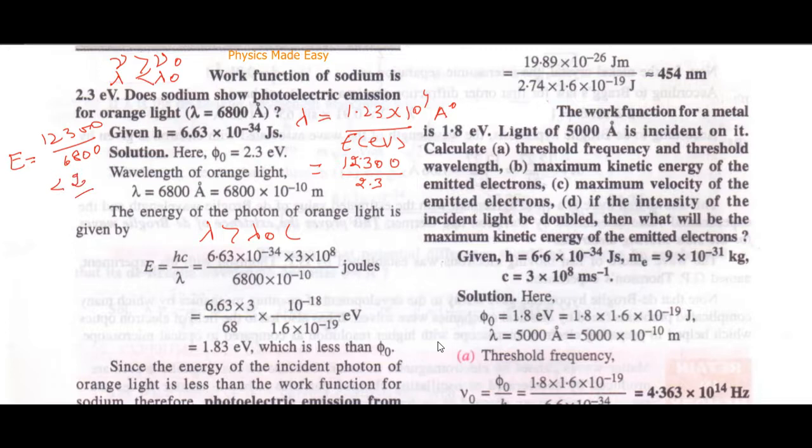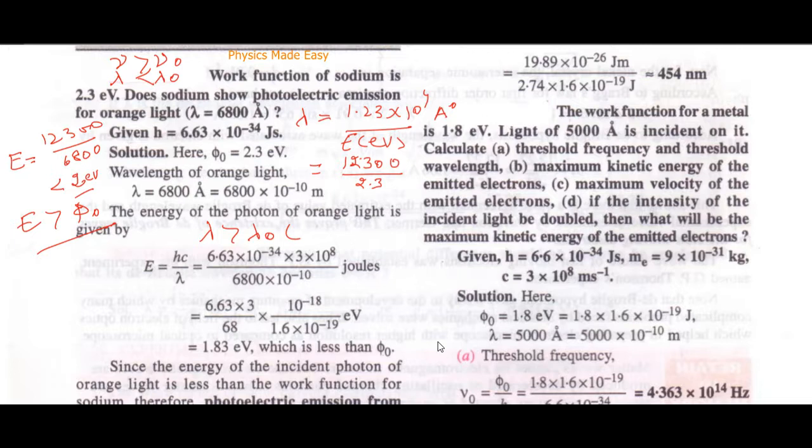And the photon of energy 2.3 electron volt is incident. It means the emission will take place. Why will emission take place? Because the photon energy is larger than the work function. So in two ways, here we have found out the energy of the photon.